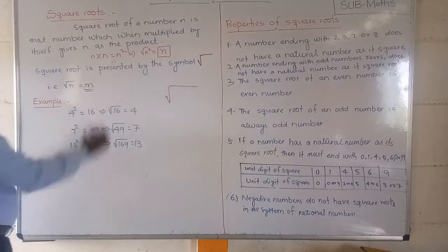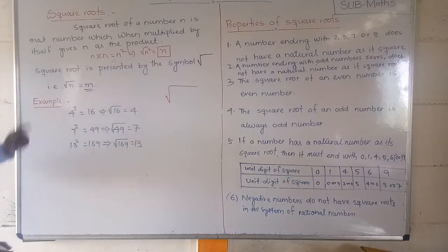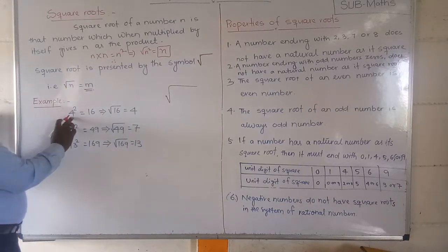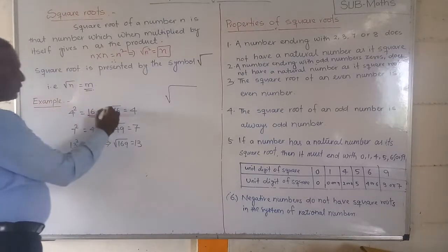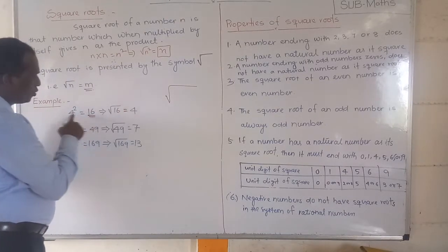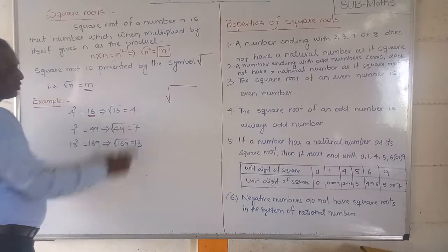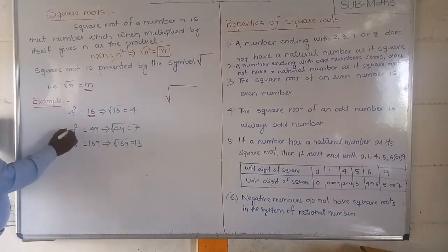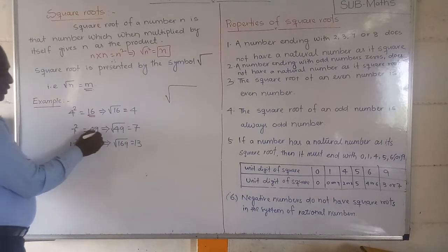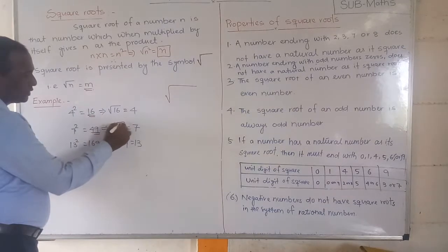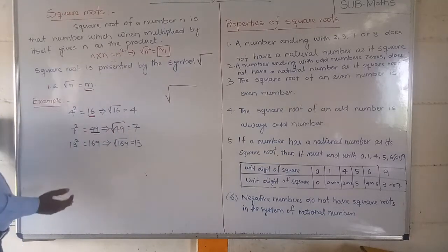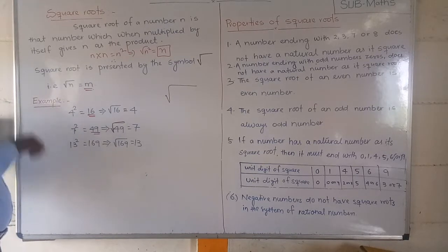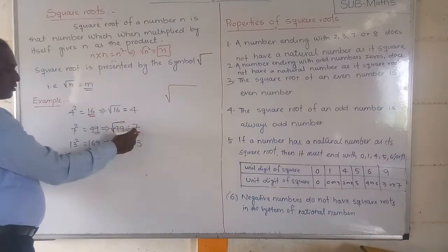For example, here see: 4 square is equal to how much, friends? 16. So the square root of 16 is equal to whose square? The 4. Did you understand? 7 square is equal to 49. So the square root of 49 is equal to 7. That means 7 into 7. The number we are multiplying by itself is called the square root of that product.